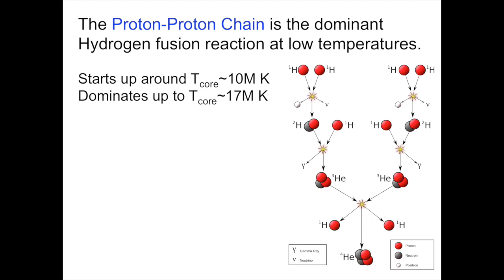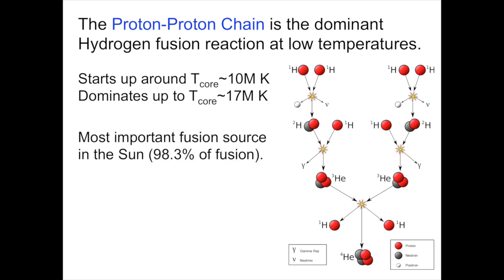The proton-proton chain is the dominant nuclear fusion reaction that occurs at low temperatures inside of main sequence stars. It starts up and ignites as temperatures of the core reach around 10 million degrees Kelvin and will be the dominant source of fusion energy up to temperatures of about 17 million degrees Kelvin. It's the most important fusion source in the sun. When all is put together, it constitutes approximately 98.3% of the fusion that goes on inside the core of the sun.